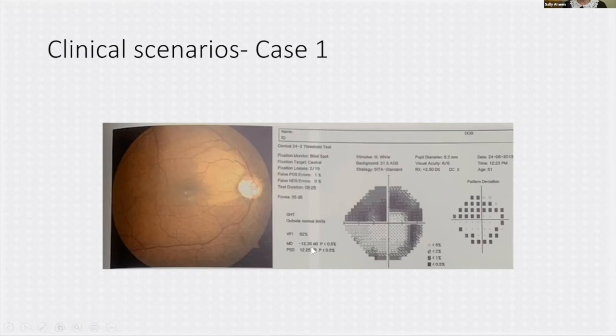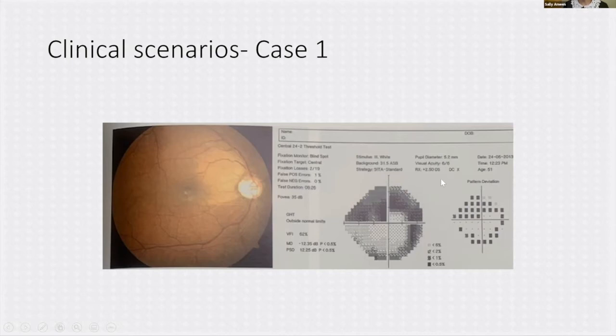As you can see here, the mean deviation is -12 with a PSD of 12.25. The parameters of the test are quite good, very little false positive. So anything less than 5% is very good. And the same again with the false negative. Very little fixation losses, two out of 19, same as standard size of the stimulus and the light and the background lighting. And it's a SITA standard.